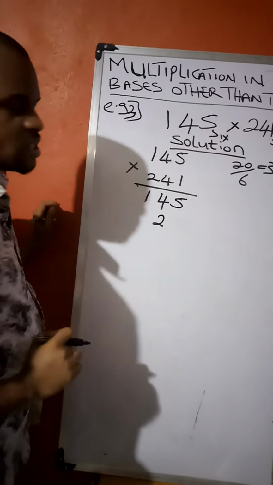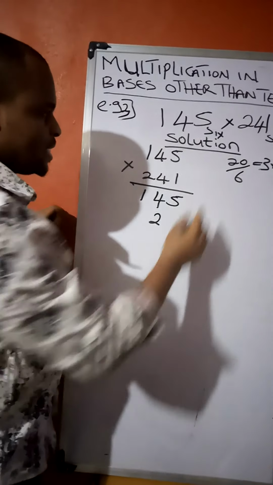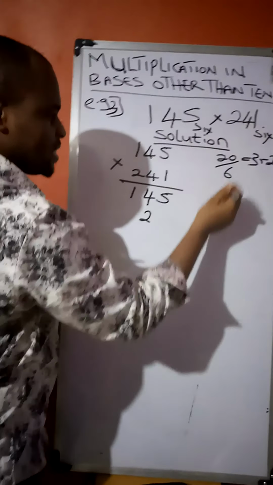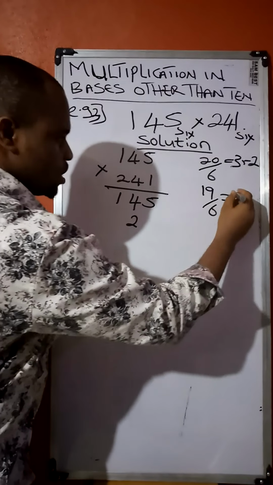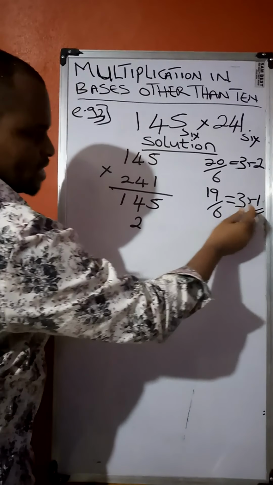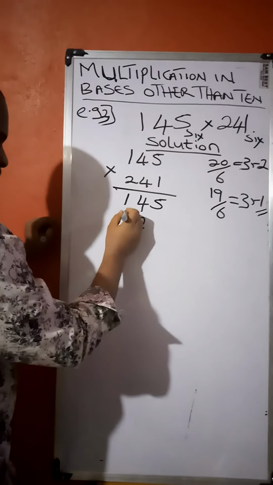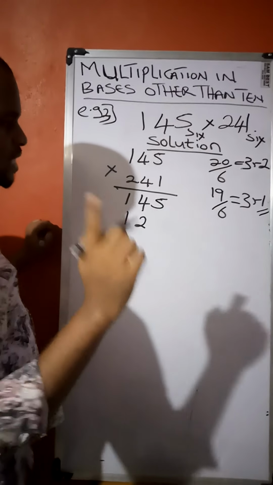4 times 4, 16. 16 plus the 3 we carried is 19. 19, I'll have to divide by 6 to work in base 6. 19 over 6. How many times can it go? It's 3 times. That's 18. I'll have a remainder of 1. I write my remainder 1 and carry 3.